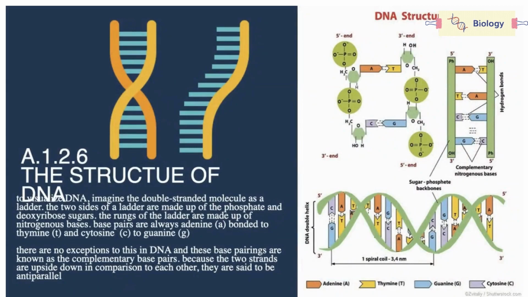The structure of DNA. DNA has double strands, and you can imagine it as a ladder made up of the phosphate and deoxyribose sugars. The rungs of the ladder are made up of the nitrogenous bases, and the bases are always adenine bonded to thymine and cytosine bonded to guanine. There are no exceptions to this in DNA, and these base pairings are known as complementary base pairs. The two strands are said to be anti-parallel.